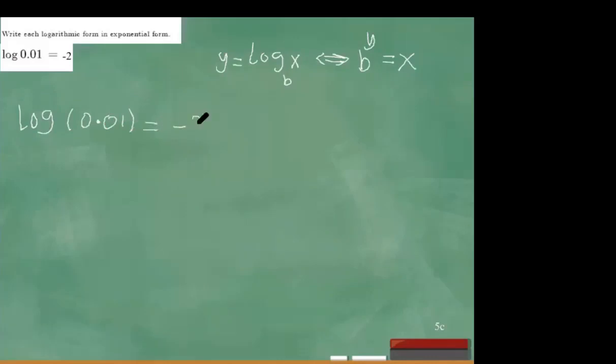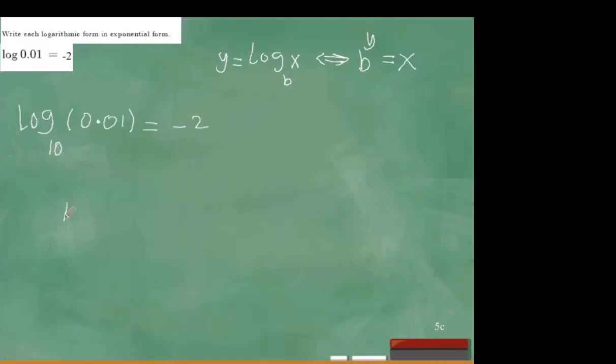Here we want to write log of 0.01 is equal to -2 as exponential form. If I have log of x with the base b is equal to y, I can write this in exponential form as b to the power of y is equal to x. So in this case, I have log of, my argument is 0.01, equal to -2. When there's no number here, it means the base is 10.